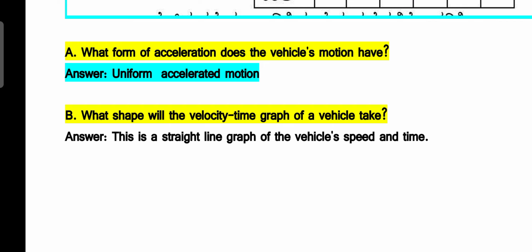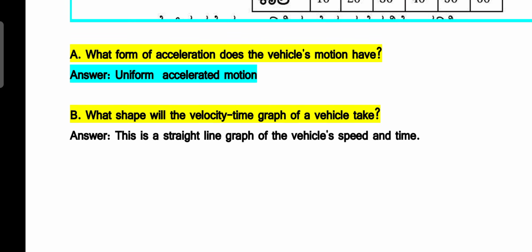Now B part asks the question like this: what shape will the velocity time graph of the vehicle take? This is nothing but the straight line. Straight line in this way.